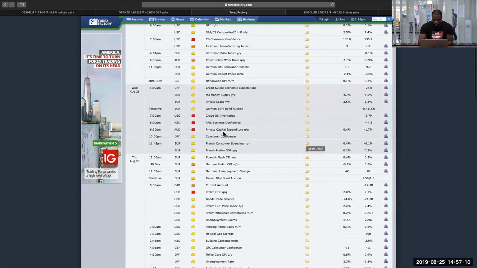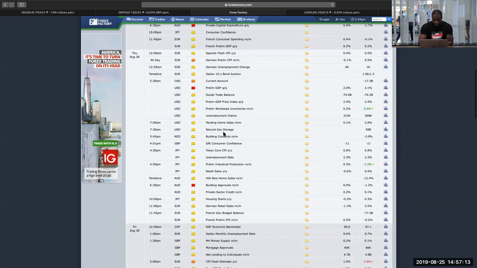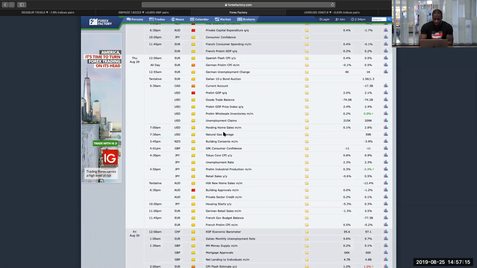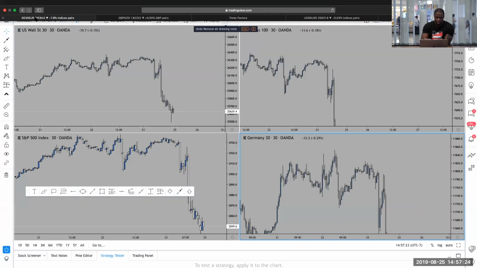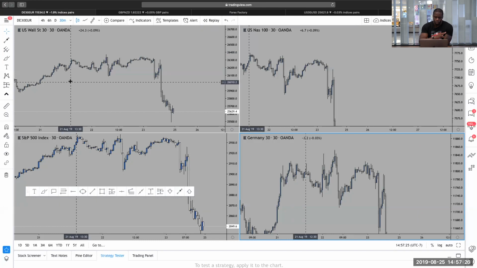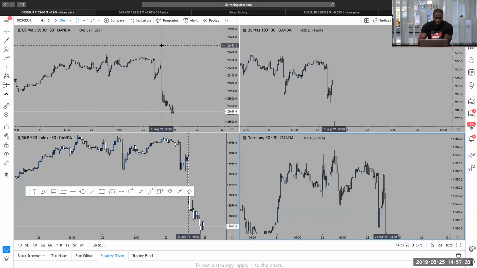So we have a lot of USD news, which is nice, and then a lot of it is JPY, and we're going to be focusing on that as well. I'm going to break that down too, because I'm going to be looking at the majority of the yen pairs, because the yen pairs correlate very well with the indice pairs.